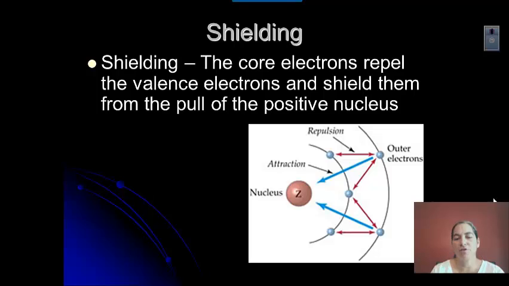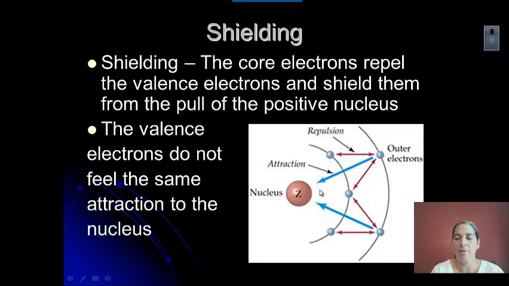And let me show you a picture. You can see here, you've got the nucleus, Z. You can see it in red. And then you've got those outer electrons right here that are attracted, because remember, the nucleus is positive, the electron is negative. So those blue lines show that there's attraction there between the outer electrons and the nucleus. And then the electrons that are between the nucleus and the outer electrons, those are actually repelling those outer electrons a little bit. And so what happens is those outer electrons don't have that same attraction to the nucleus.